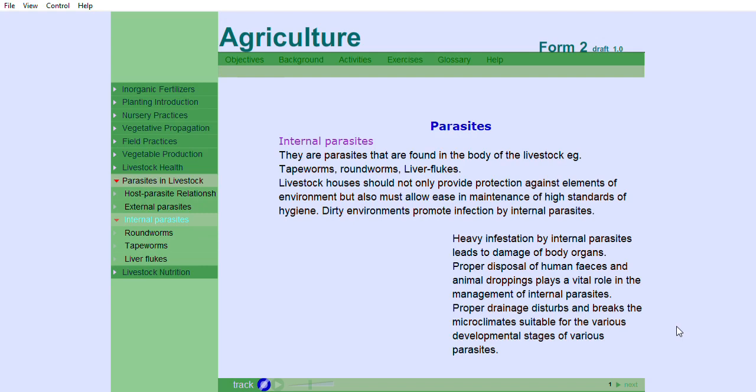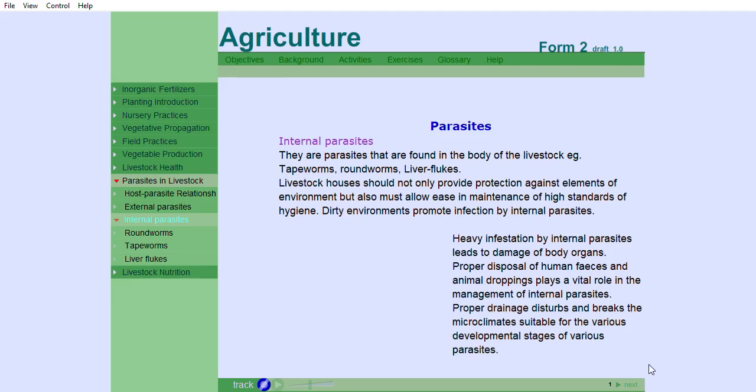Proper disposal of human feces and animal droppings plays a vital role in the management of internal parasites. Proper drainage disturbs and breaks the microclimate suitable for the various development stages of parasites.